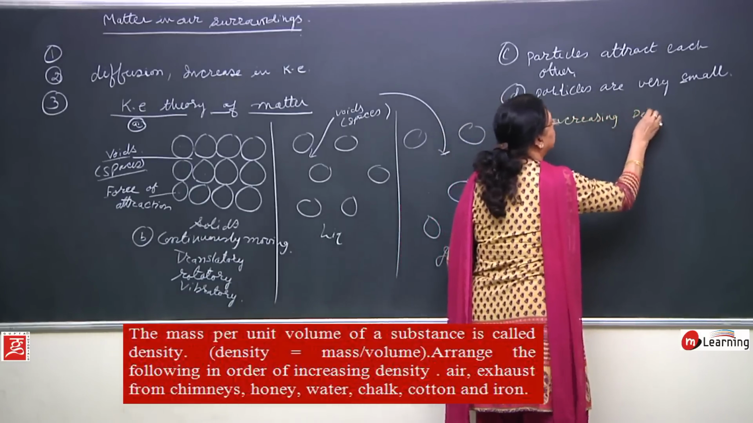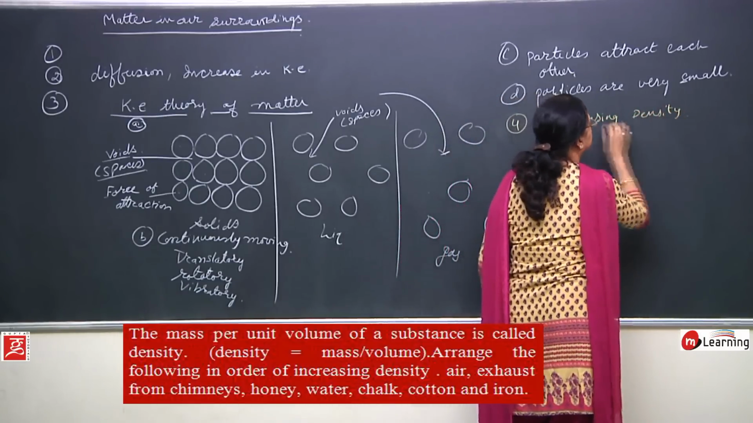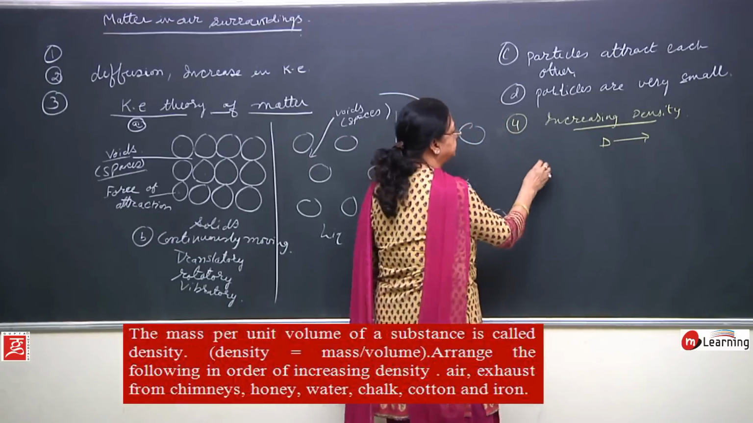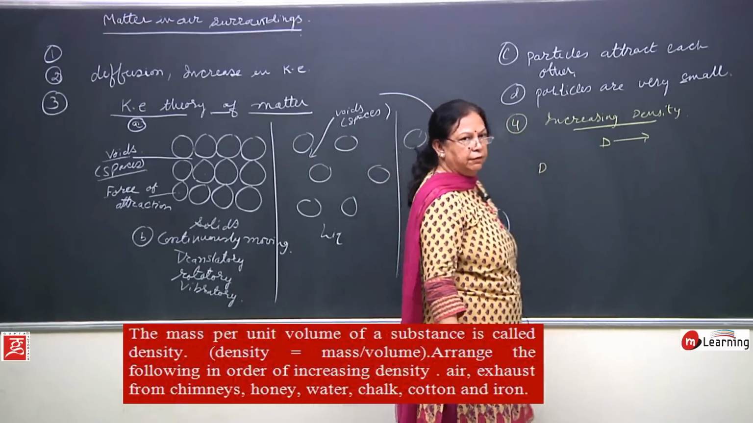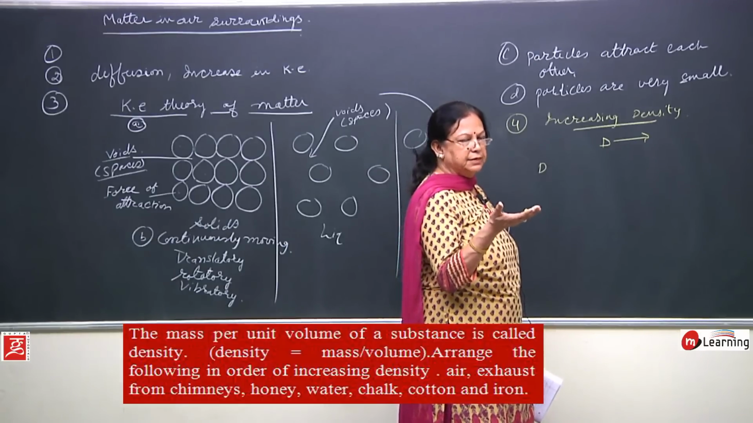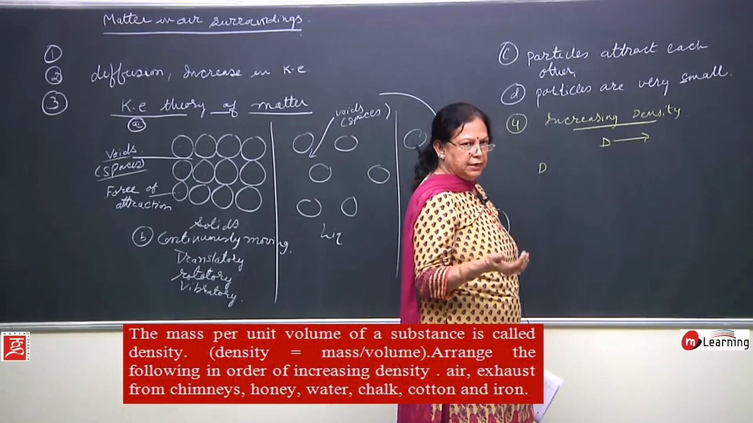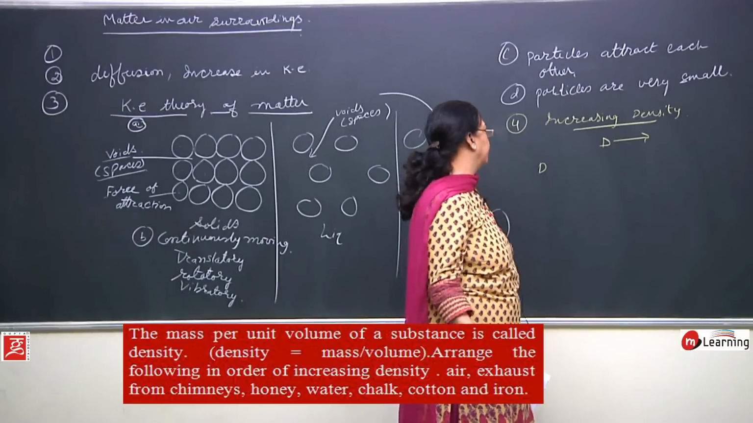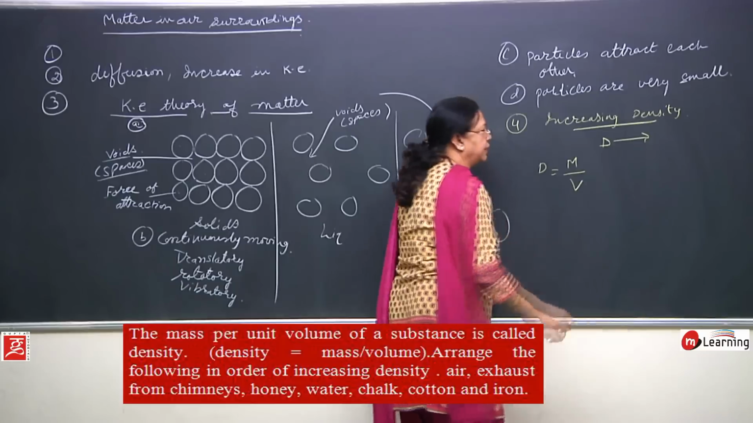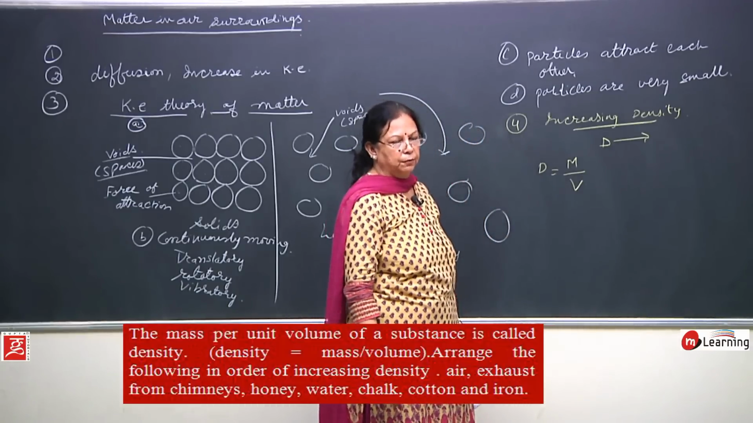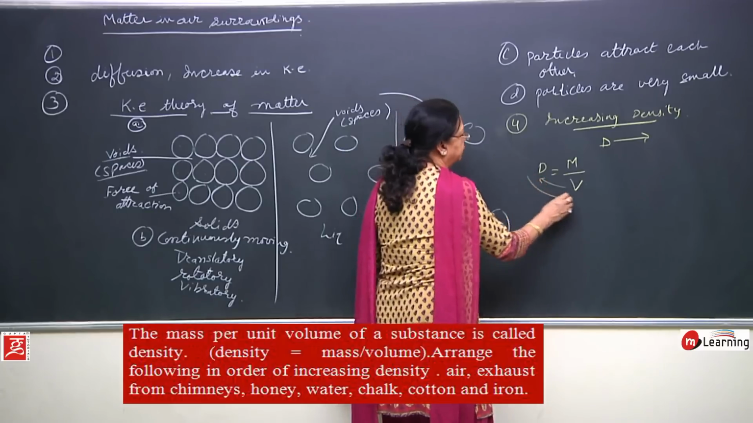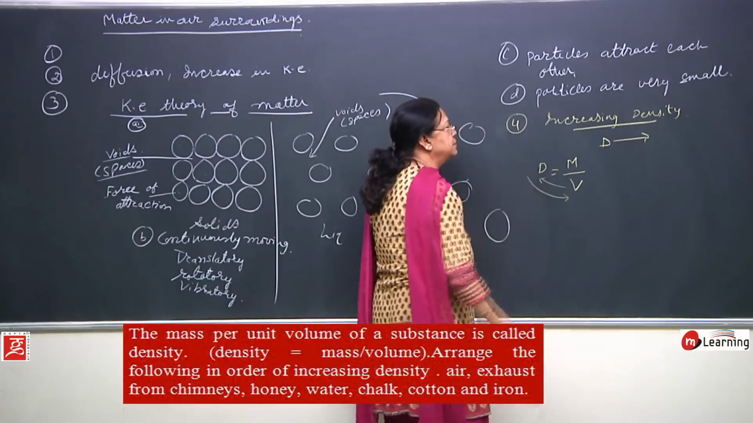Increasing density. Now what is density? Density, we can say, is how heavy a body is. If a body is light, we say that the density is less. If a body is heavy, then we say that density is more. And we write density is equal to mass divided by volume, mass per unit volume. If volume is more, density is less. If volume is less, then density is more.